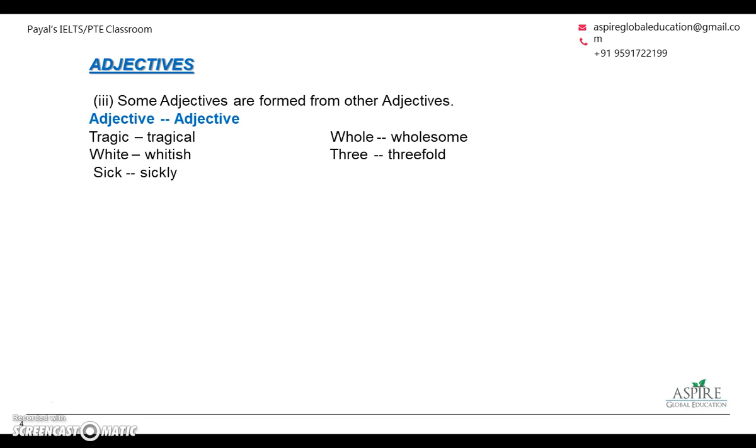So how do we make adjectives from other adjectives? Tragic, tragical, white, whitish, sick, sickly, whole, wholesome. His father had a tragic death. I'm really sorry about this. So the word tragic defines the noun death. Therefore, it acts as an adjective.